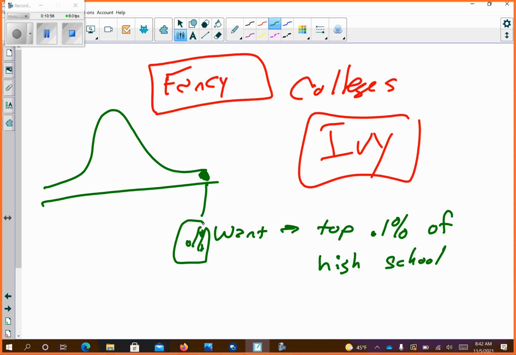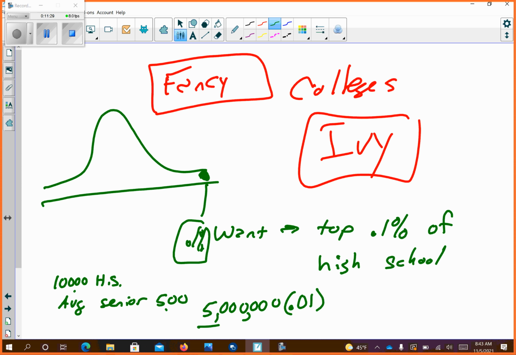But take any school in America. Let's say there's 10,000 high schools with an average senior class of, say, 500, and I'm making up this data, but if you multiply 500 times 10,000, you're talking about a large number. If I want 0.1% of that, I'm going to multiply that by 0.01. 0.01 times 5 million graduates is some sort of number.